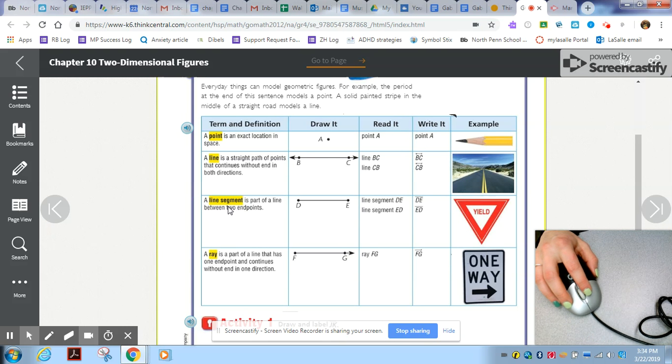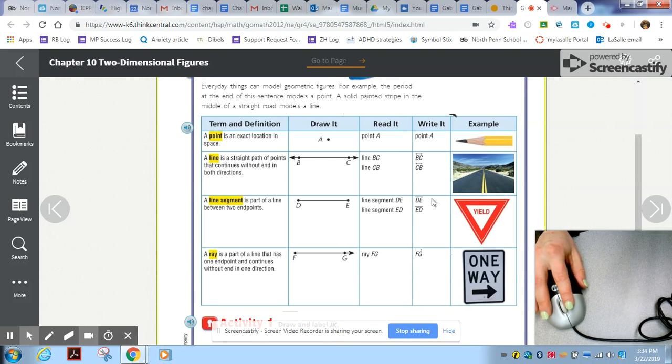Okay, the next one, a line segment is part of a line between two endpoints. So a line segment is one that stops. Notice there's no arrows on the end, which shows me that the line starts at D and ends at E, or starts at E and ends at D, however you want to look at it. That's the difference between a line and a line segment. A line keeps going forever and ever, and a line segment stops. Line segment DE is how we read it, or line segment ED. And we write it like this. It's just a line with nothing on it, and then you write the letters that label it underneath.